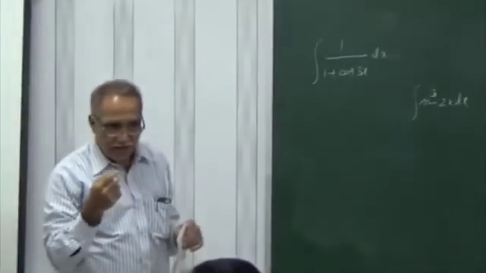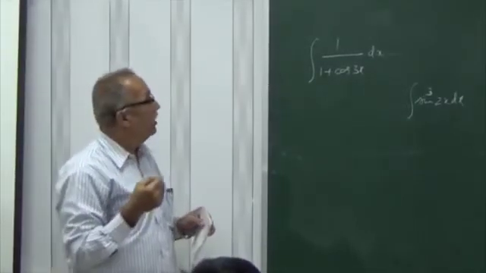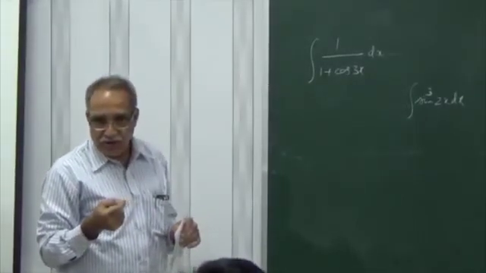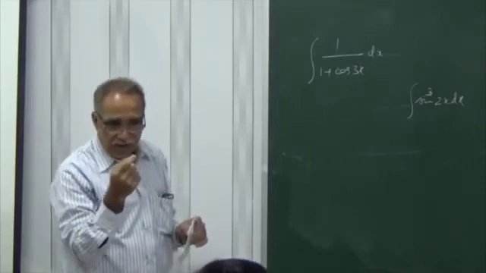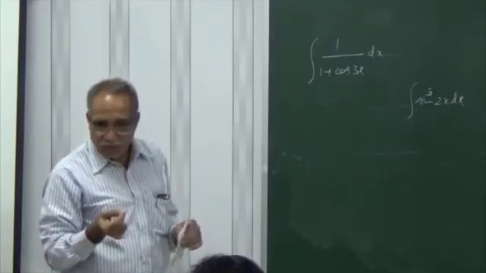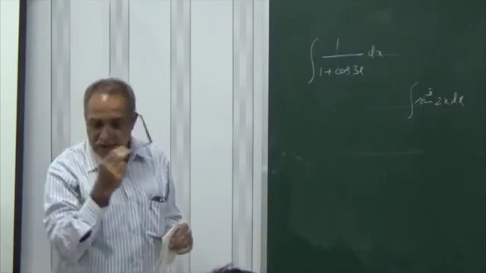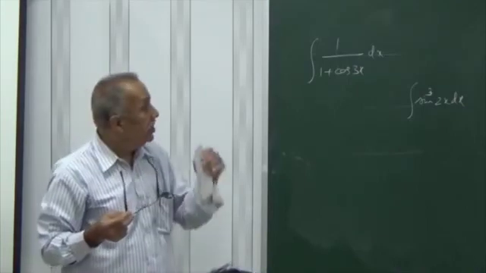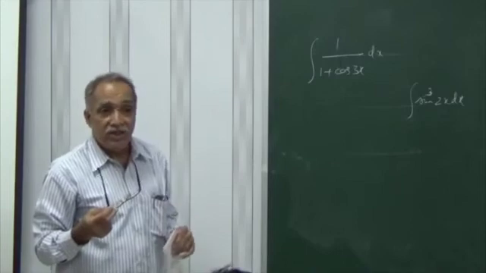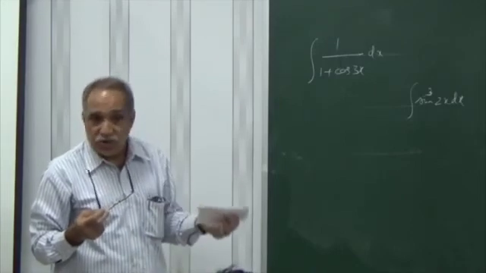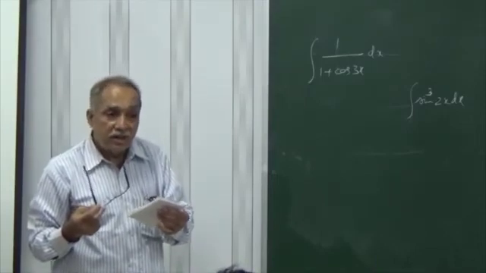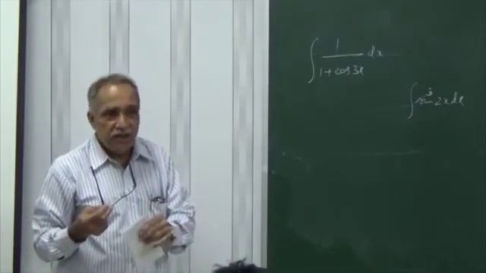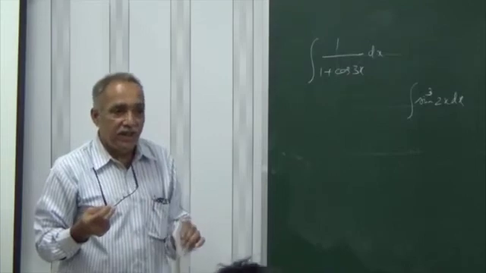Multiply numerator and denominator by 1 minus cos 3x. You will get it as 1 minus cos 3x by sin square 3x, which can be decomposed as 1 by sin square 3x minus cos 3x by sin square 3x, which is cosecant square 3x minus cot 3x into cosecant 3x, each term immediately integrable.